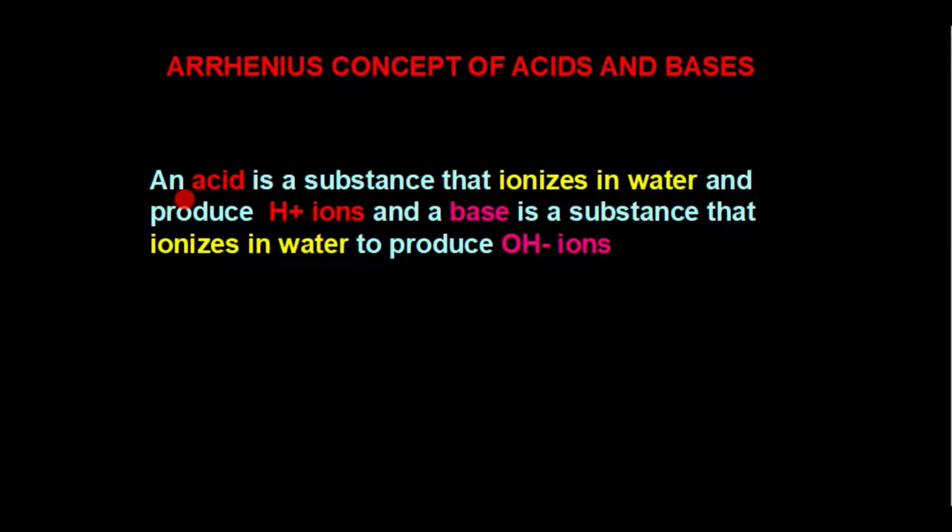According to Arrhenius, an acid is a substance that ionizes in water and produces hydrogen ions, and a base is a substance that ionizes in water to produce hydroxide ions. Students, once again we will see Arrhenius concept of acids and bases. According to Arrhenius concept, an acid is a substance that ionizes in water and produces hydrogen ions, and a base is a substance that ionizes in water and produces hydroxide ions. We will see some of the important examples of acids and bases according to Arrhenius theory.